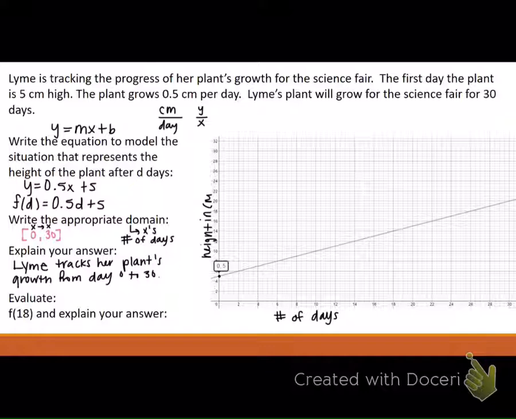So the next question says evaluate f of 18. Is that an input or an output? Input. Input, so that means x equals 18. So I go to 18 on my x-axis.